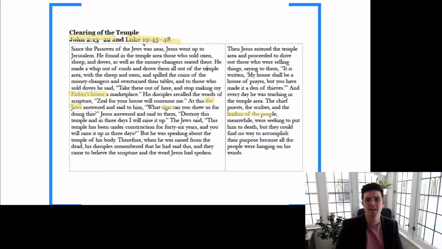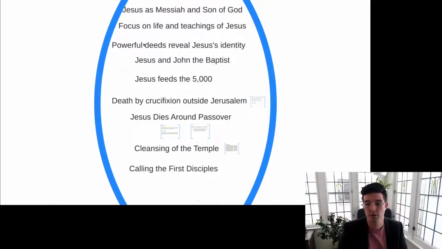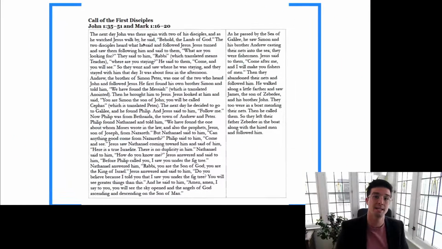And then highlighting here, "sign." What sign can you show us? As we'll see in just a moment, signs figure quite prominently in the Gospel of John. And then there's the calling of the first disciples. In both John and in the Synoptics, Jesus' first act is to call disciples, but they're a little bit different in John than in the Synoptics. Notice that Philip and Nathanael are the first disciples called here, as compared to what we have in Mark with James and Simon.